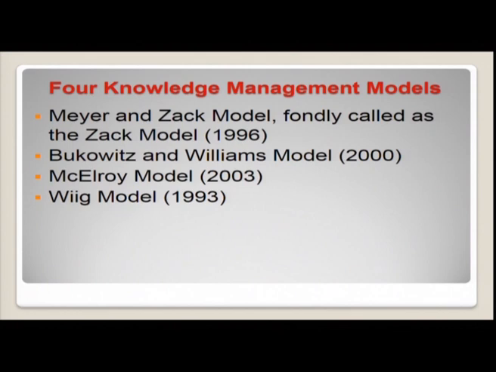One is the Mayer and Zach model, which is fondly called the Zach model, and this model was established in the year 1996. The second model is called the Berkowitz and Williams model. This model was established in the year 2000. The third model was called the McElroy model, and it was formulated in the year 2003. The fourth model was called the Wig model. The Wig model was formulated in the year 1993.